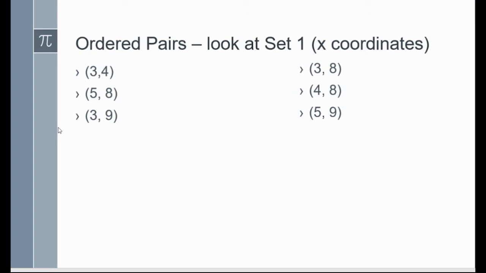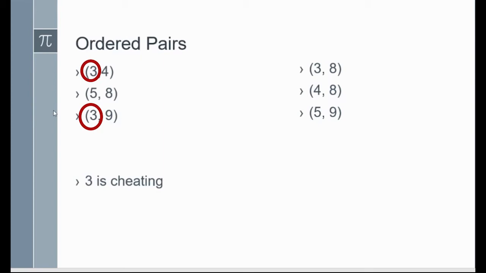The next thing we can look at is ordered pairs. We always have to look at the x coordinates for each ordered pair, see if there's any duplicates. So the first one here, we have (3, 4), (5, 8), (3, 9). Automatically, we see there's 3 in the first and the third one. 3 is cheating. 3 is with 4 and 9 at the same time.